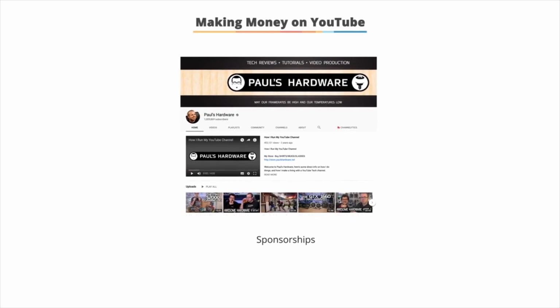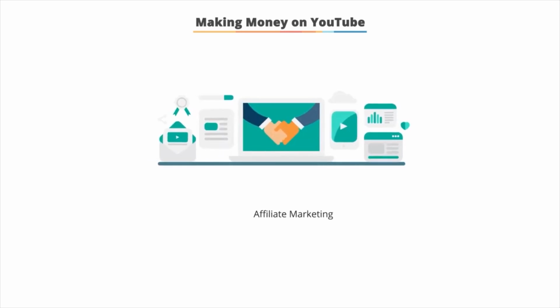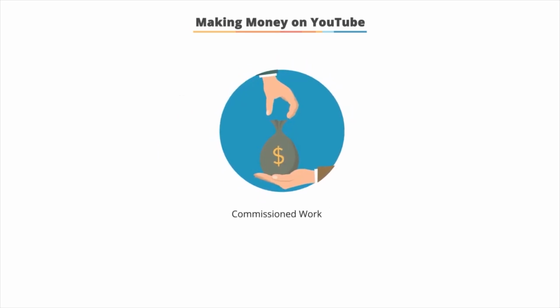You can also try to get sponsorships for your channel. This can take the form of brand or product sponsorship for which you will get paid. You can also look into affiliate marketing. With this, you can advertise products from your affiliate partners on your channel and you would get a percentage of the sales that comes in through your channel. And finally, if people like your videos, then they may commission you to make videos for them.